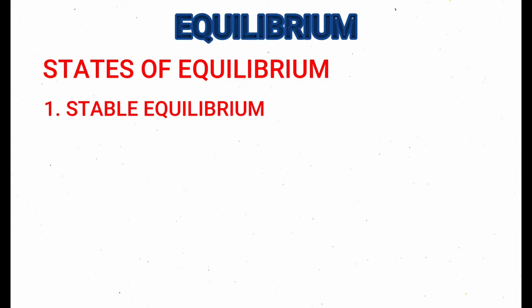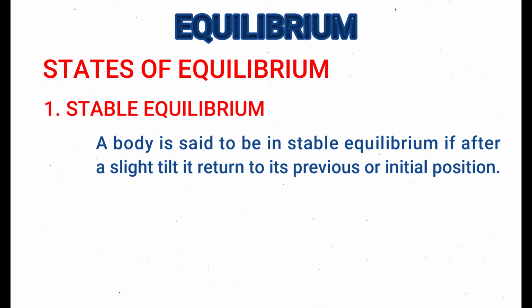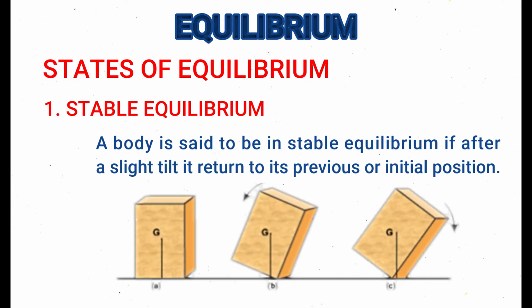The definition of stable equilibrium is that the body will be in stable equilibrium if, after a slight tilt, the body returns to its previous position or its initial position. That is the stable equilibrium. Let us have an example of a block which is placed on a table and shown on your screens. If we tilt the block, its center of gravity G rises up, and if the vertical line from its center of gravity G passes through the base area of the block, then the block will return to its initial position, original position, when we remove the force.